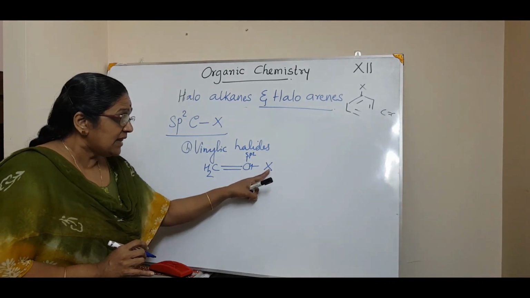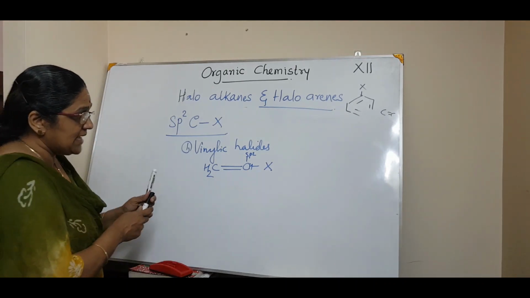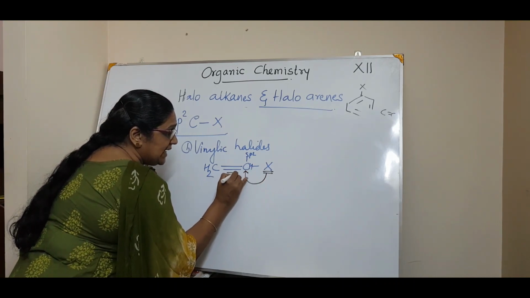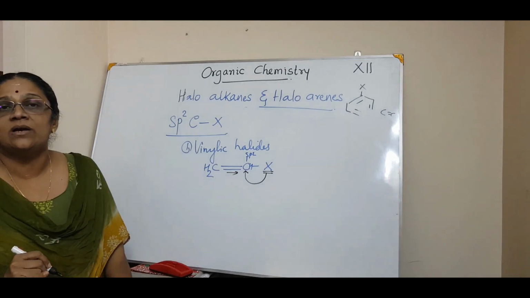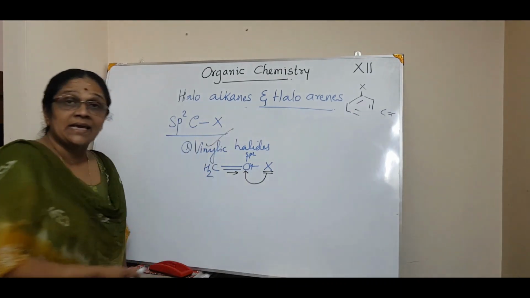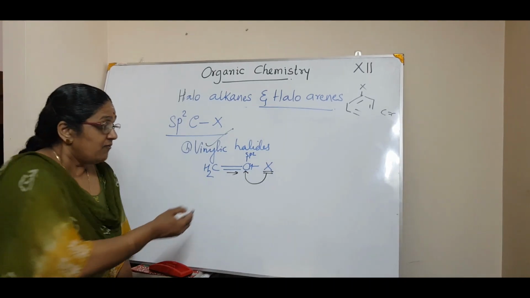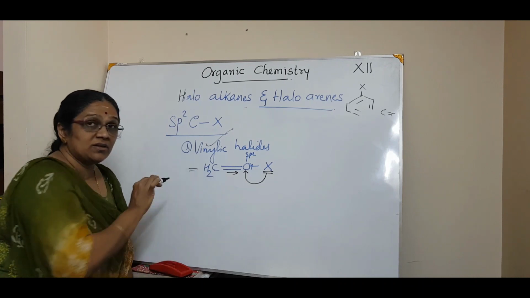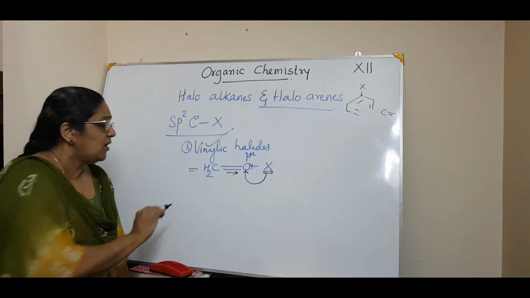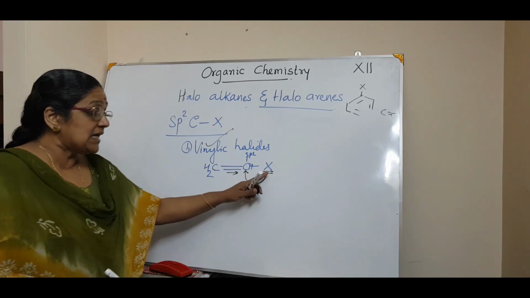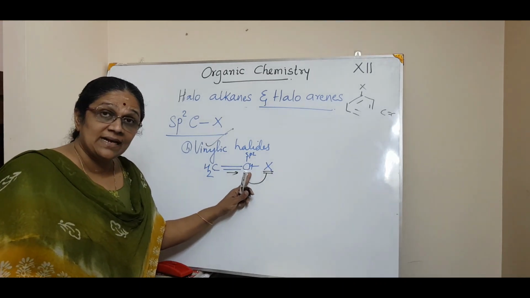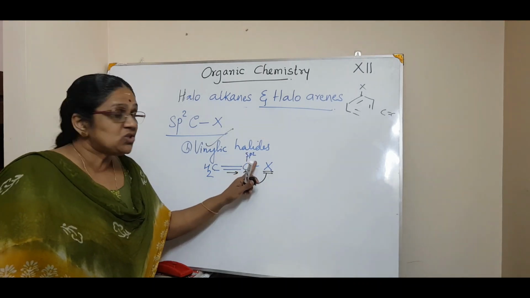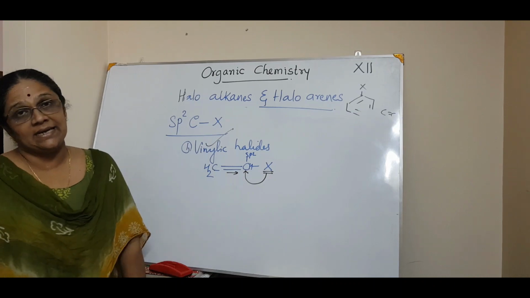Now this halogen atom is attached to a carbon atom which is directly linked to a carbon-carbon double bond. So that is why you call it a vinylic halide. Whereas if this carbon is attached to a carbon which contains a double bond, then you call it an allylic carbon or an allylic halide. But if the halogen atom is attached directly to a carbon atom which contains a double bond, you call it an sp2 hybridized carbon, isn't it? So this is called vinylic halides.